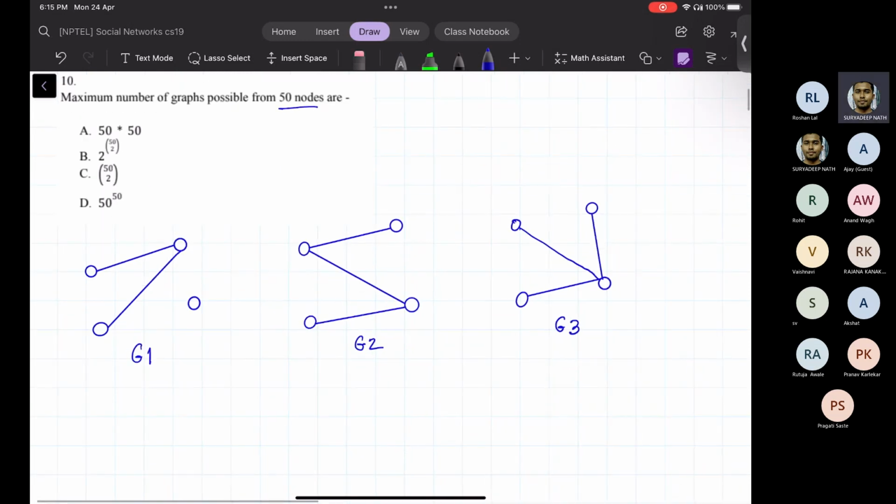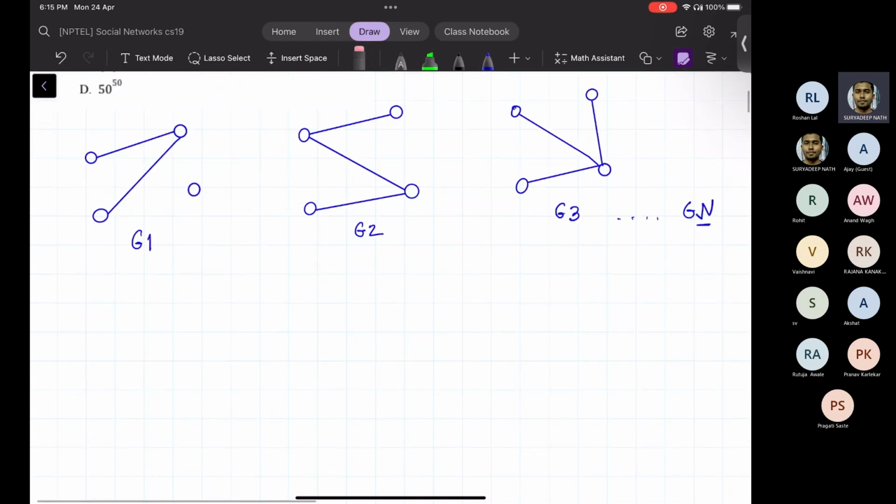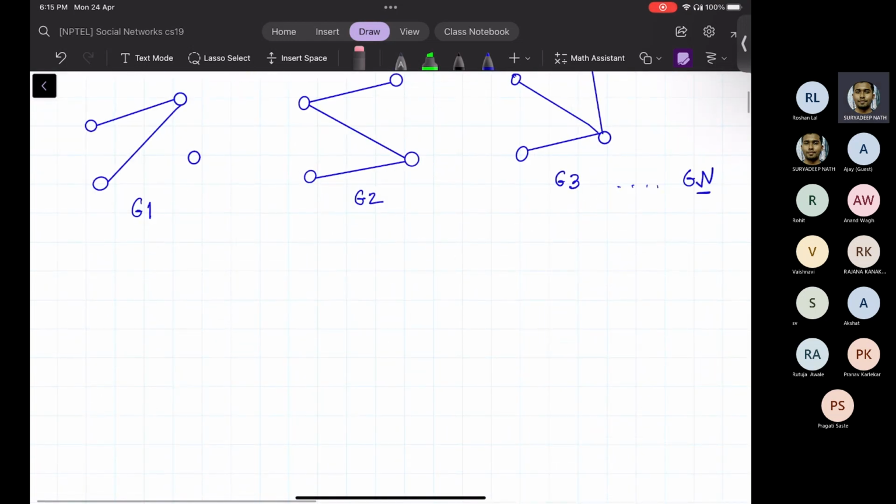So what this question is asking is, here we have considered four nodes. If you are given 50 nodes, how many possible graphs can you generate? So how many, so G N. You'll have to find this number N, how many graphs you can generate with 50 nodes. To solve this question, we'll refer to the first question again. The max number of edges would be equal to n into n minus 1 over 2.